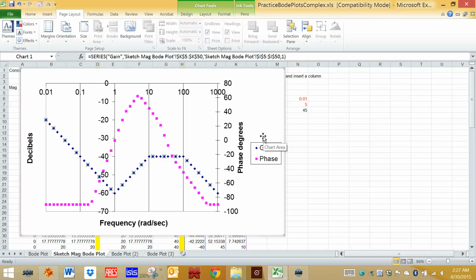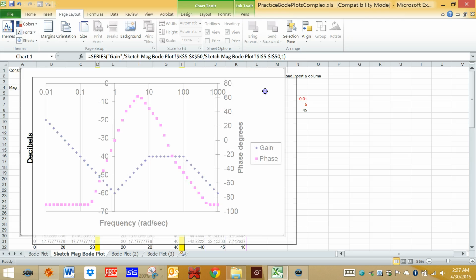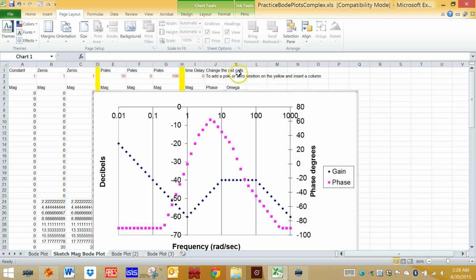So in summary, I'm going to have an S plus 0 in the denominator. I'm going to have an S plus 1 squared in the numerator. I'm going to have an S plus 10 in the denominator and an S plus 100 in the denominator. So if I slide this out of the way, you can see that that's what I have. I have 2 zeros at S plus 1, S plus 1. Here is the S plus 0, the S plus 10, and the S plus 100.